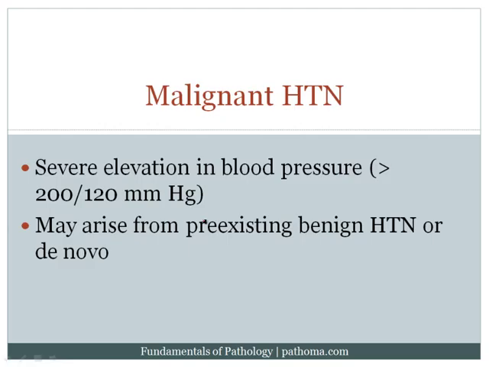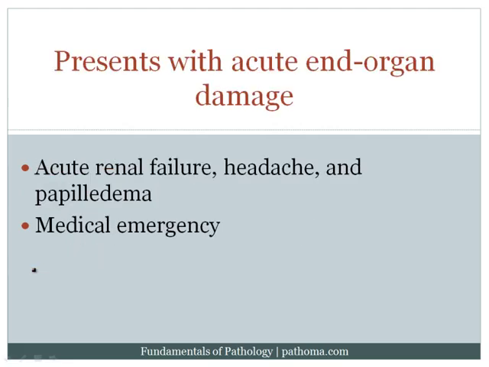Malignant hypertension, on the other hand, is a severe increase in blood pressure, characteristically greater than 200 over 120, and this can arise in one of two ways. It can either arise in a patient who has pre-existing benign hypertension. For example, the patient's got some long-standing hypertension and all of a sudden develops malignant hypertension. But it can also arise de novo, in that the patient doesn't even have to have a history of hypertension. They can simply present with malignant hypertension. Patients with malignant hypertension are going to present with acute end organ damage, classically with acute renal failure, headache, and papilledema, and of course this is a medical emergency.